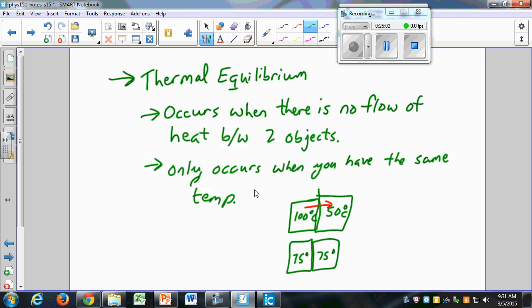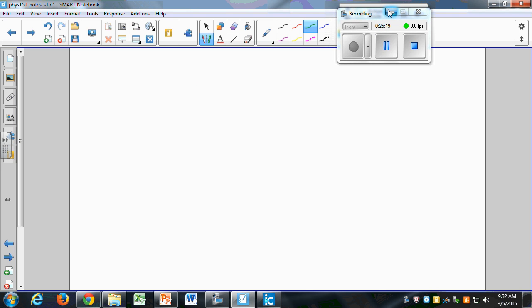Y'all can play around with these, pass them around. But it all has to do with the thermal conductivity, which we're going to get into in just a bit. Well, let's first, before we do that, let's look at the phases of matter.